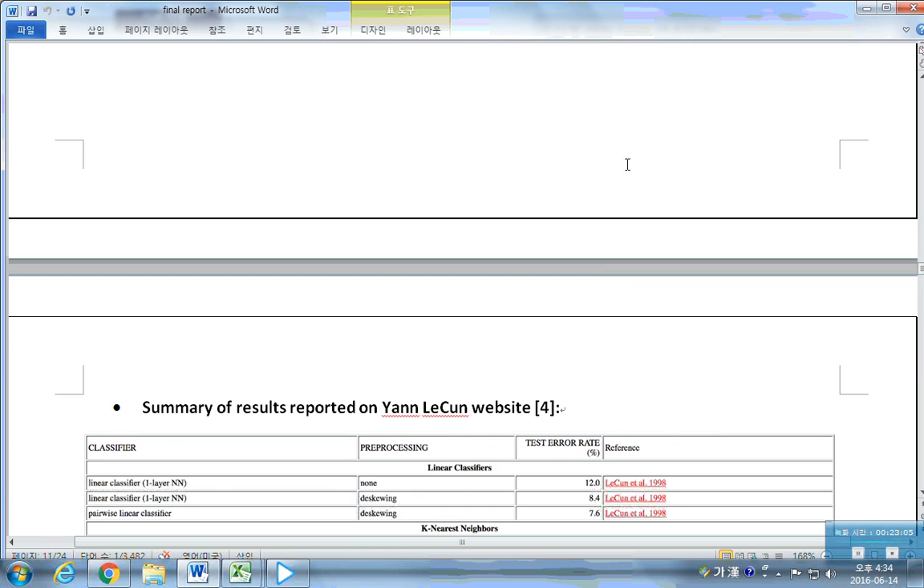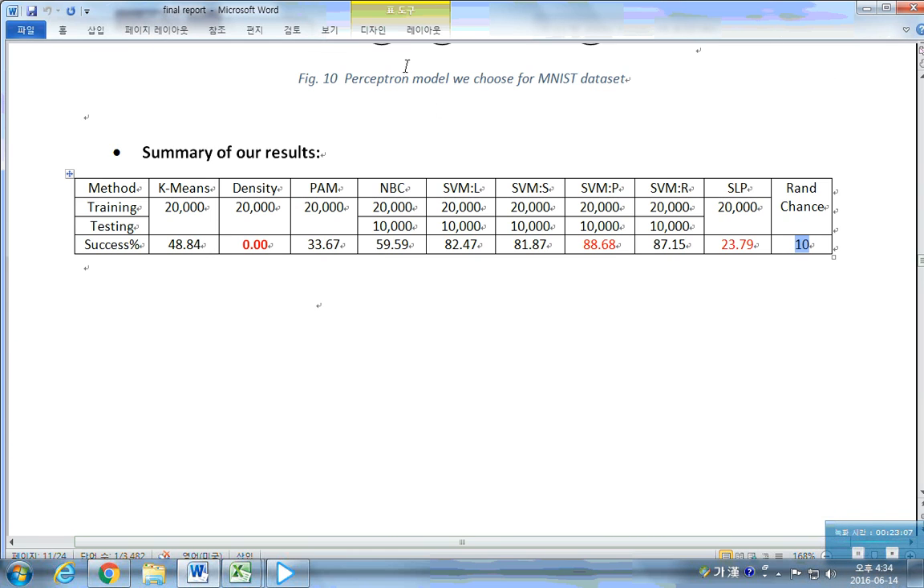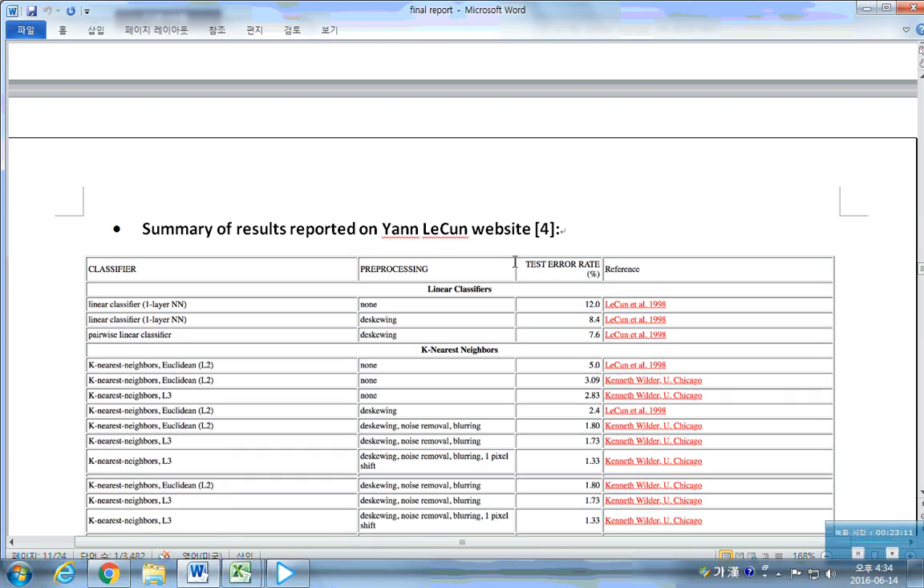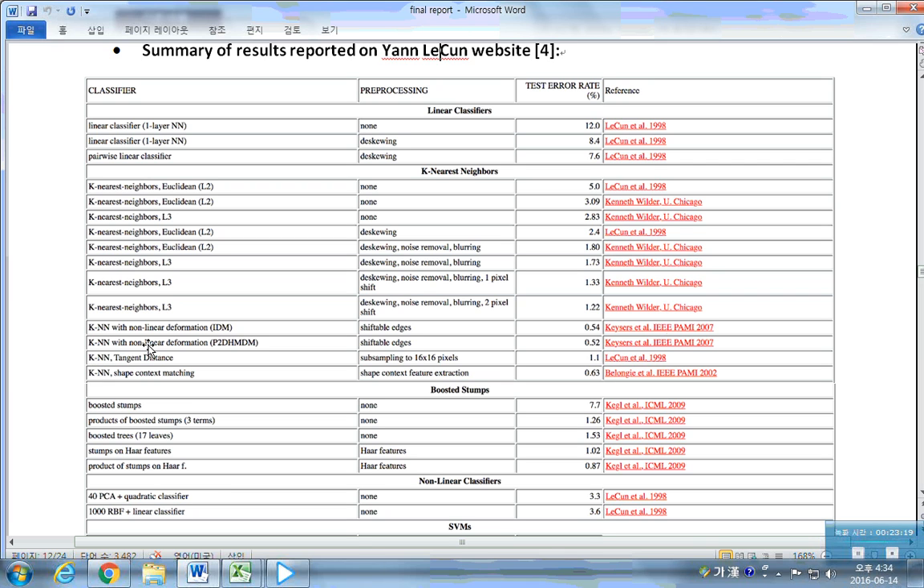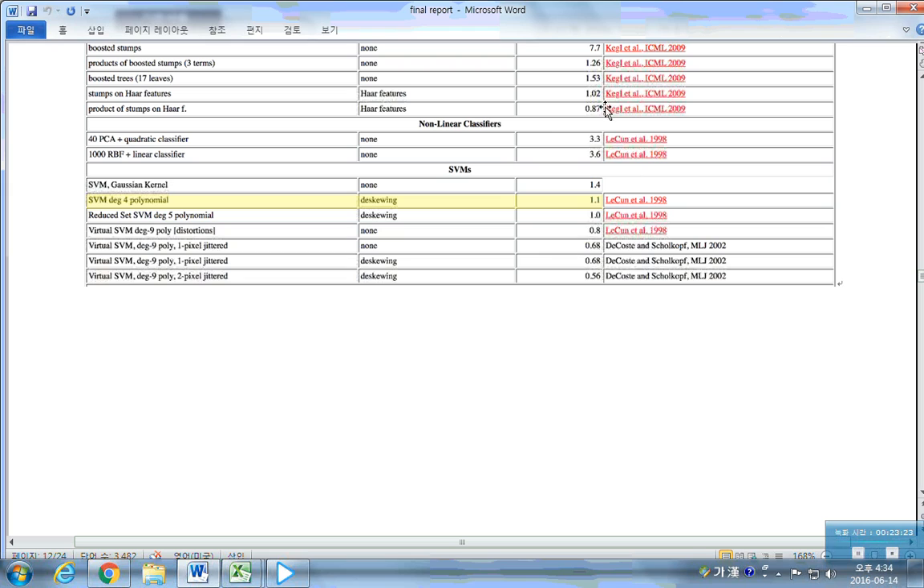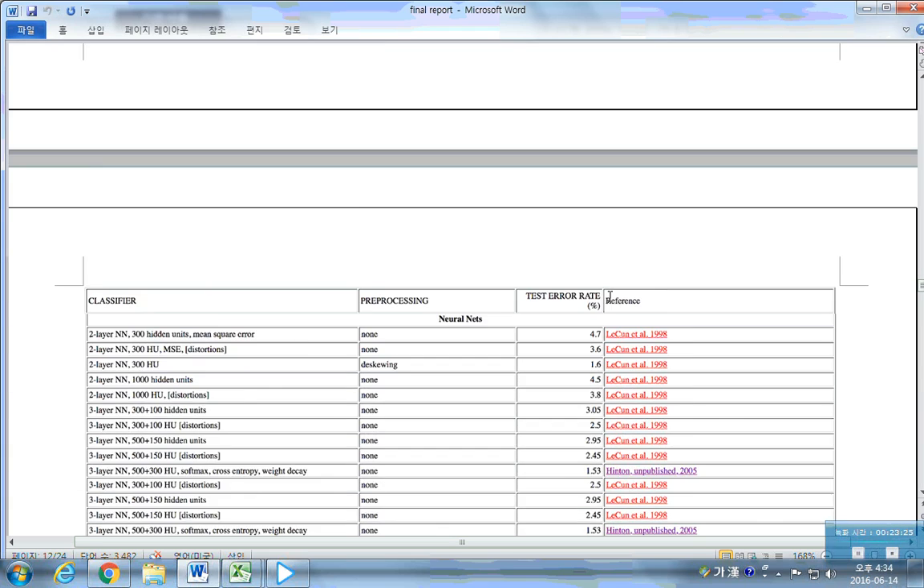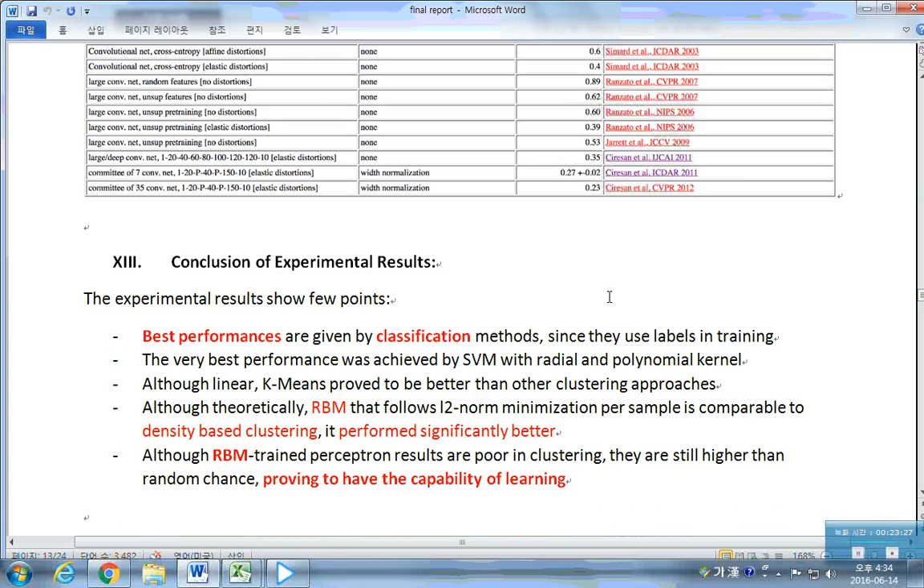So what is the conclusion based on this dataset? Before the conclusion, I will just briefly mention that for this MNIST dataset, Lee Kwon provided his results on his website as well. He tested many other approaches, but he was testing them for classification, not for clustering. So the numbers here are not comparable directly to our numbers. I just put them for reference.